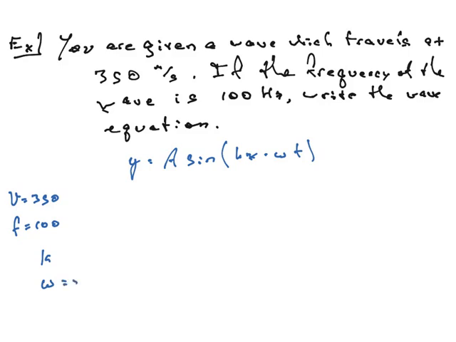Well, omega, that's easy. That's 2 pi times f. So 2 pi times 100. I'll leave that as 200 pi. Okay, that's fine. What about k?